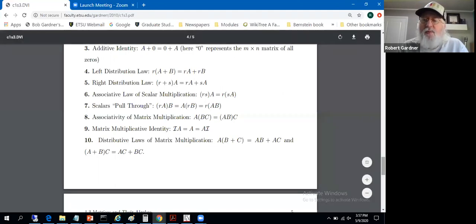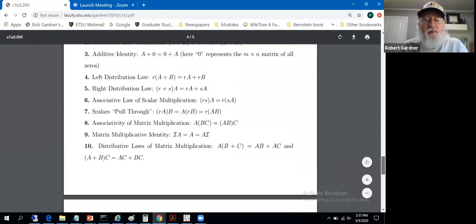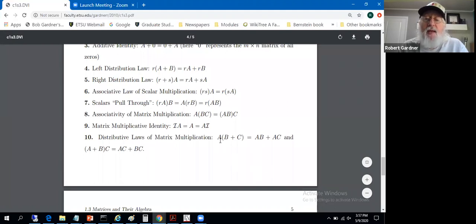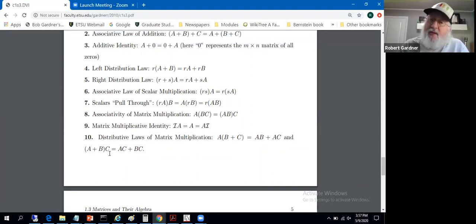And we get a distribution law as follows. Matrix A times (B plus C) is the same as matrix AB plus matrix AC. And similarly, if we had the addition on the left in the product instead of on the right, so here we're taking A times a sum, and here we're taking a sum times C. They have to state these separately because we don't have commutativity of multiplication. (A plus B) times C is AC plus BC, where those are matrices.